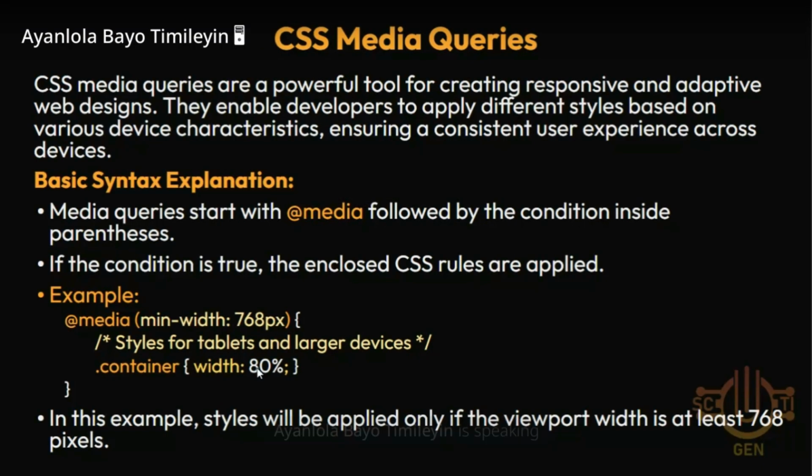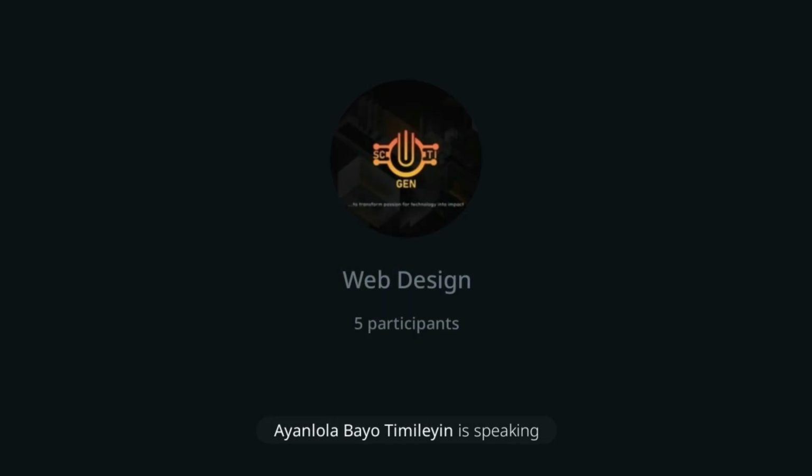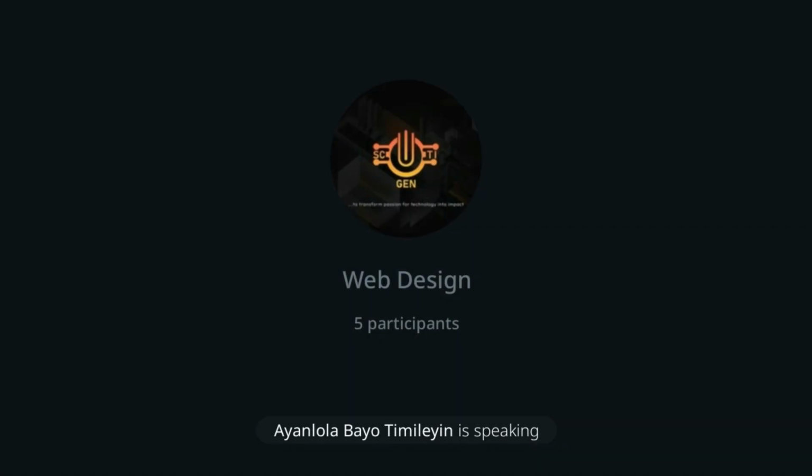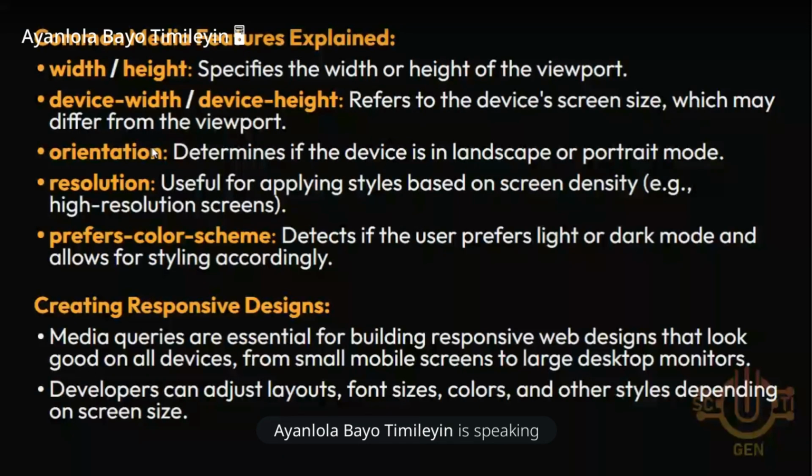So common media features, okay, we have the width and height, which specifies the width or height of the viewport. We have the device width and the device height, which refers to the device screen size, which may differ from the viewport. And then we also have orientation, which determines if the device is in landscape or portrait mode.